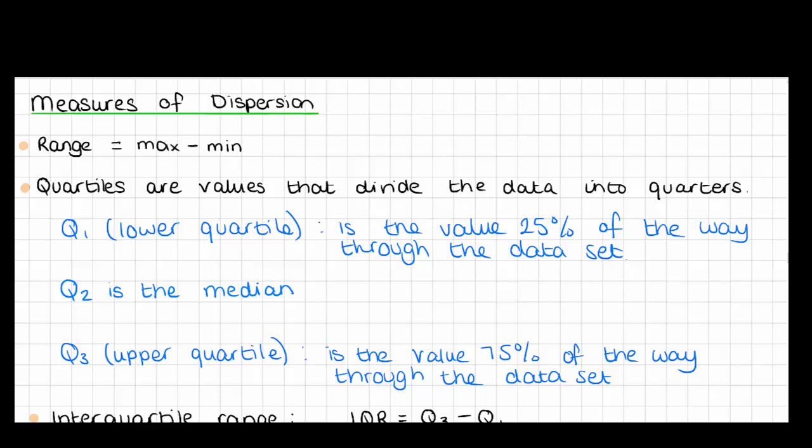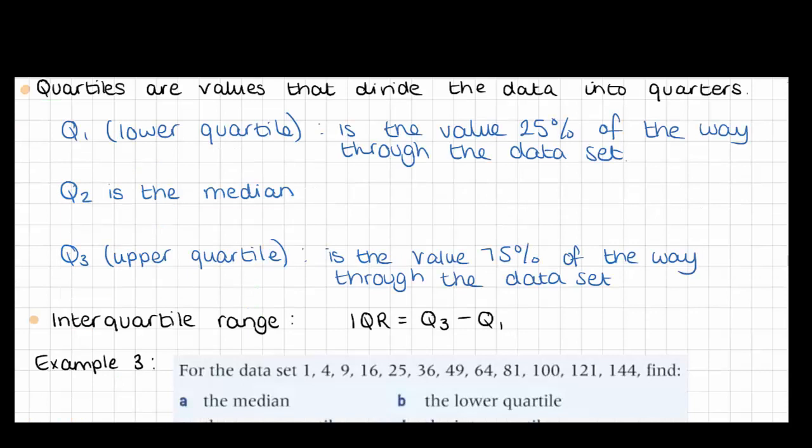So we have quartile 1, or the lower quartile, which is a value 25% of the way through the data set. Q2 is the median, and then Q3, the upper quartile, is the value 75% of the way through the data set. We can then also calculate the interquartile range, which is quartile 3 minus quartile 1.